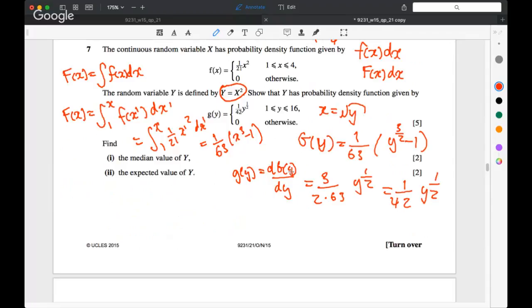Okay? Now, we need to find the median value of y. The way to do that is to find where the cumulative probability distribution equals 1/2. The median value means the value for which all the ones below it have a 50% chance and all the ones above it have a 50% chance of occurring. So it's the middle y in terms of the probability. So if we find the big G of y value that gives us 1/2, that should give us the median.